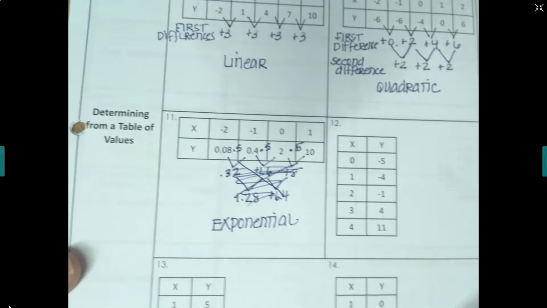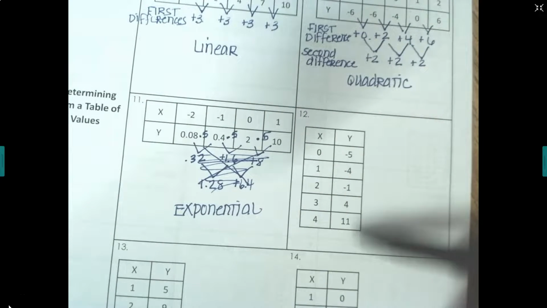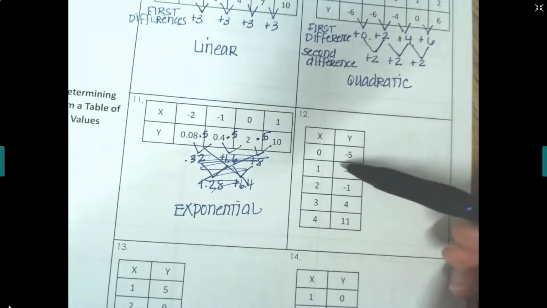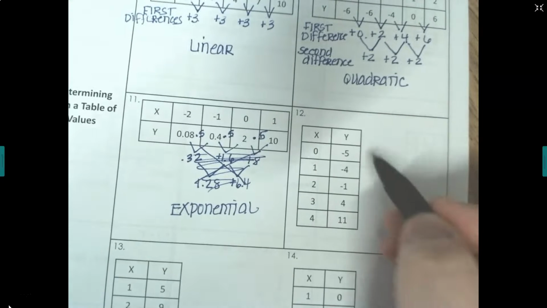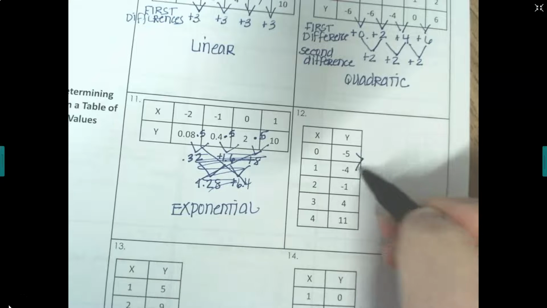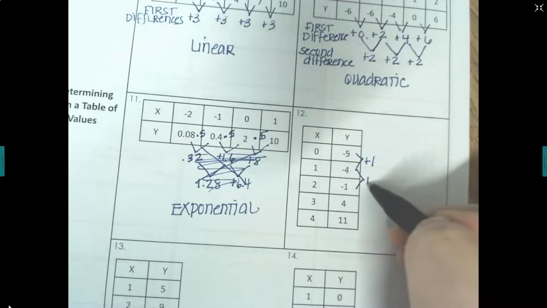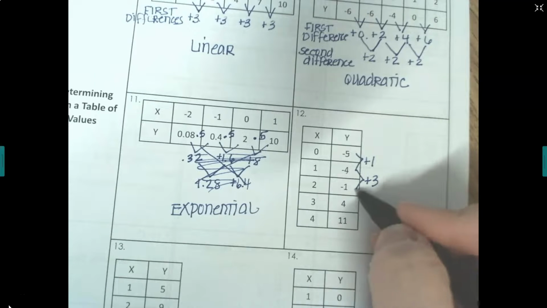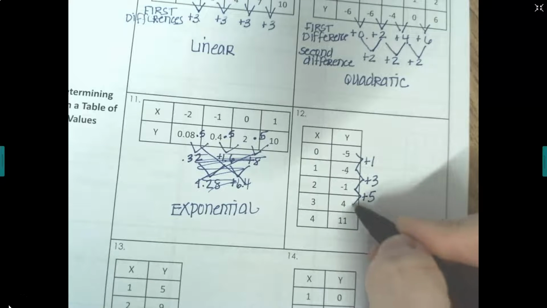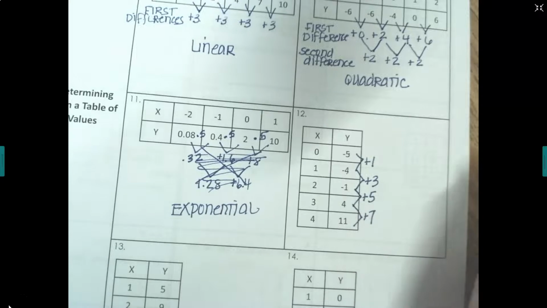Okay, sometimes our tables are turned the other way. These say the same thing. It's just whether you presented them vertically or horizontally. We're still going to look at the y values for our differences. So when I look from here to here, -5 to -4 is actually +1 because you're going less negative. -4 to -1 is +3. So now we know this is not linear because the first differences are not the same. -1 to 4 is +5, and 4 to 11 is +7.